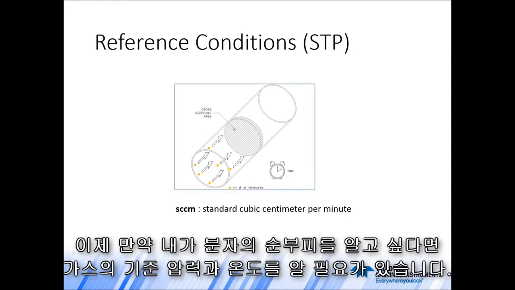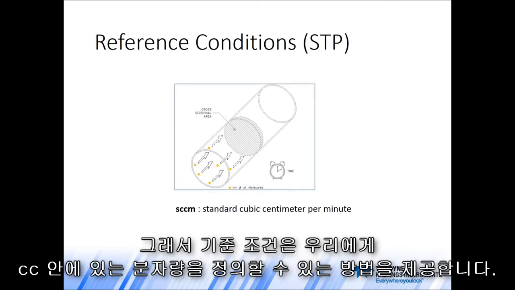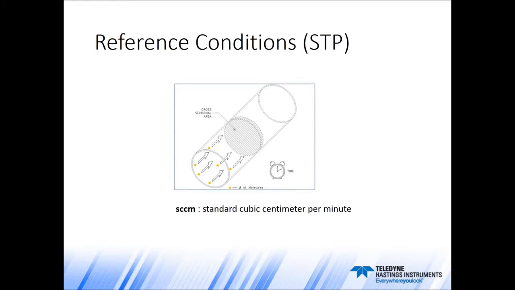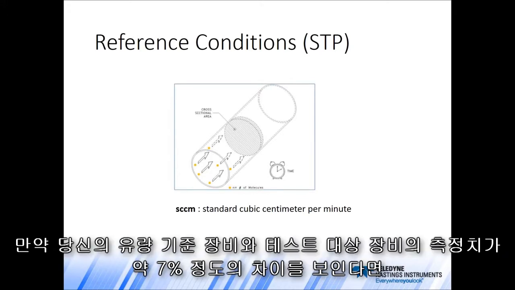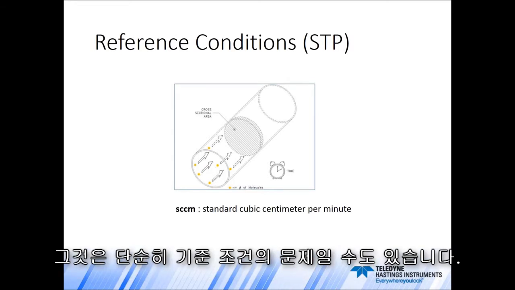Now, if I want to know the number of molecules in that volume, then I need to know the reference pressure and temperature of that gas. And we're going to use the ideal gas law, PV equals nRT. So the reference conditions give us a way to define the number of molecules in that cc of volume. And here's a tip. If you're ever seeing a difference between your flow standard and your unit under test of around, say, 7%, then take a look at your reference conditions before you do anything else. It may be simply a problem with reference conditions.